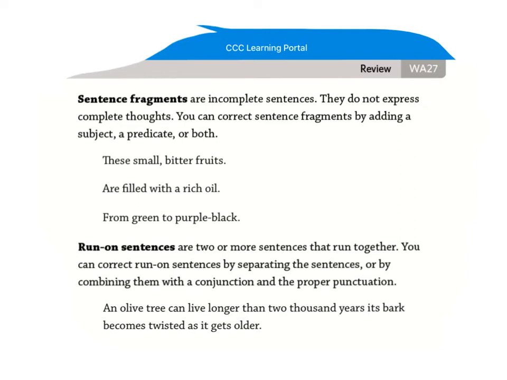Run-on sentences are two or more sentences that run together, just like it says. You can correct run-on sentences by separating the sentences or by combining them with a conjunction and the proper punctuation. In the next one, an olive tree can live longer than 2,000 years. Its bark becomes twisted as it gets older. Those are two separate sentences that we could separate out. An olive tree can live longer than 2,000 years, period, and make a capital. Its bark becomes twisted as it gets older.